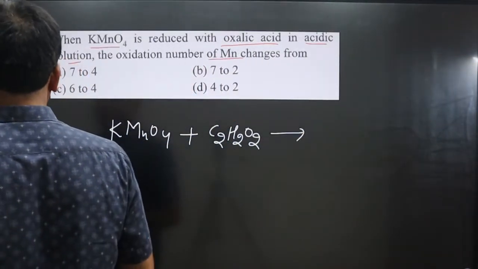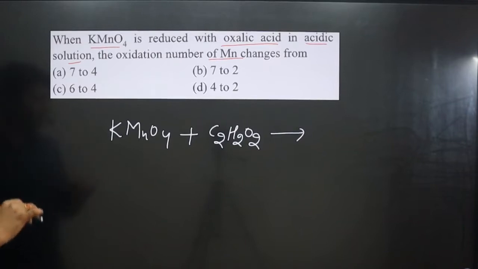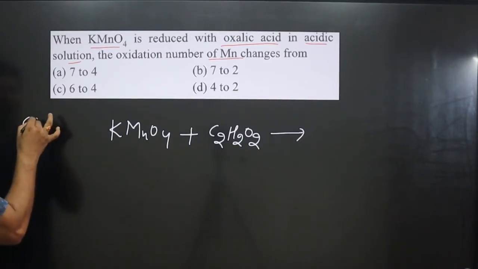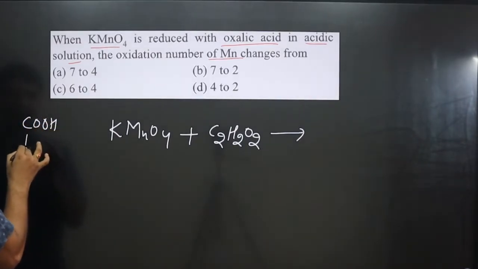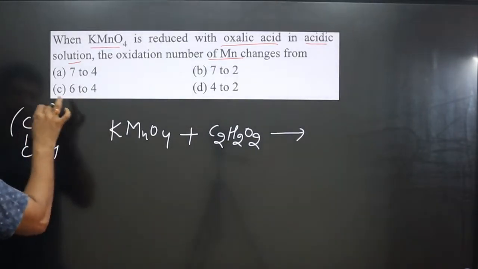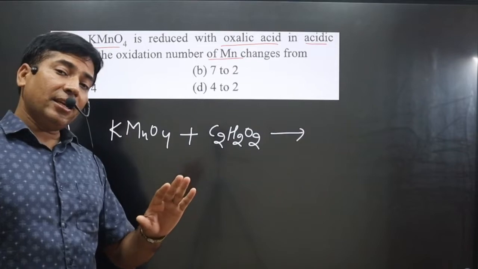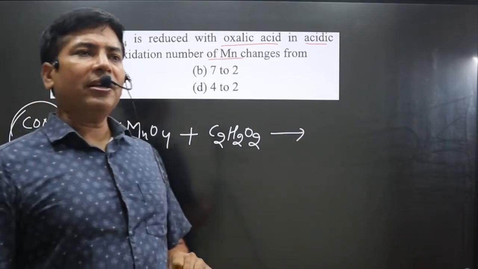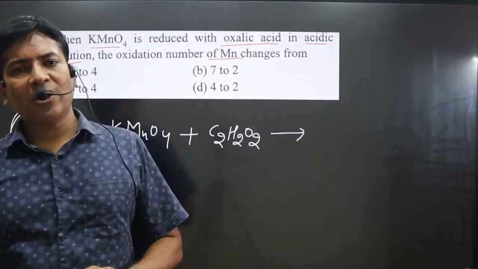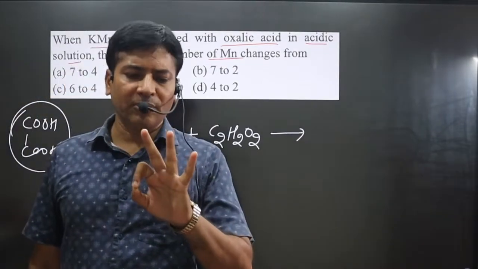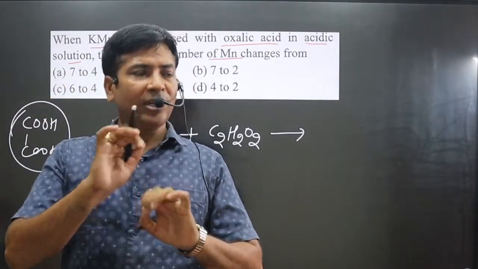And keep in mind, this chemical reaction is taking place in acidic medium. The structure of oxalic acid is COOH and COOH. This is a dicarboxylic acid. This reaction is taking place in acidic medium, and we have learned that potassium permanganate participates in chemical reactions in three different media: acidic medium, basic medium, and neutral medium.